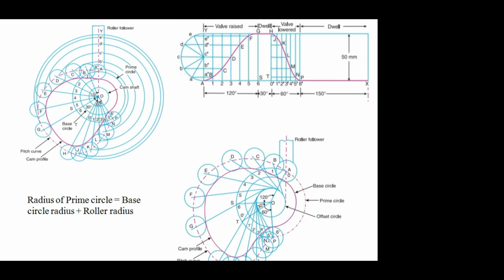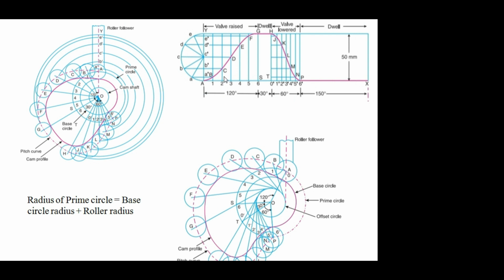Join the center of cam with point number 2, extend it. Likewise join O3, extend it. Join O4, extend it. O5, extend it outside the prime circle. Now as the initial position of the follower lies on the prime circle, mark distance 1B from the prime circle on first line.